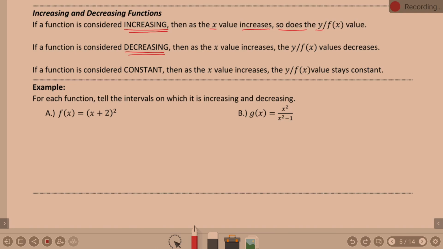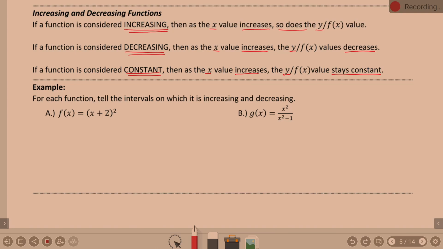Decreasing. As x increases, so as you move right across the graph, y is decreasing, meaning my graph is going down. And then we don't talk about this one a lot. The function is considered constant if as the x value increases, the y value stays constant. When we talk about constant, we're talking about our horizontal pieces. Okay? Now, for each function, tell the intervals on which it is increasing or decreasing.